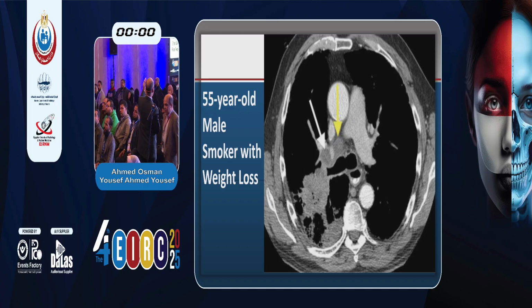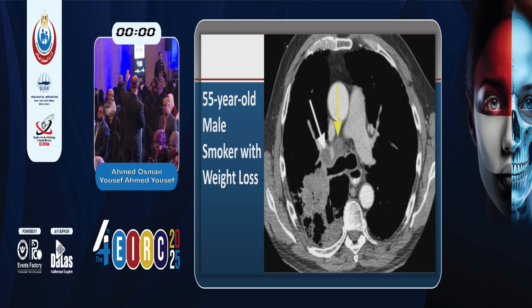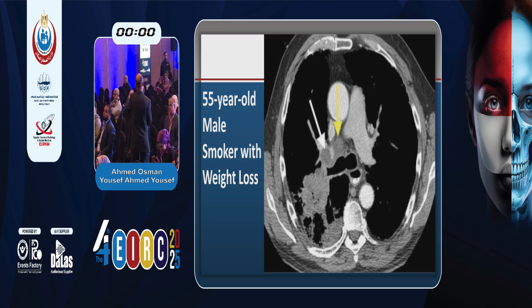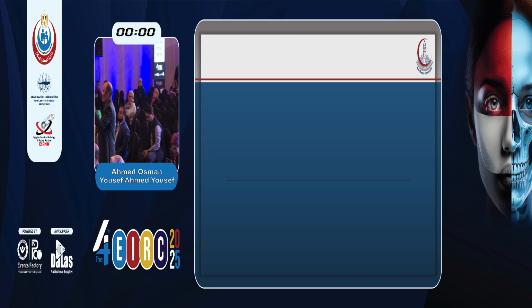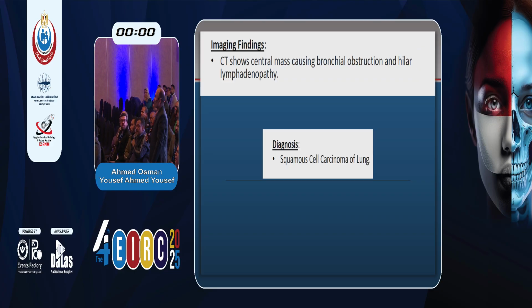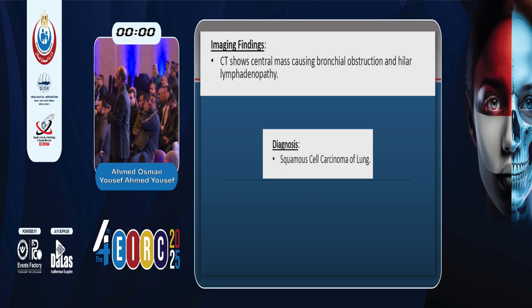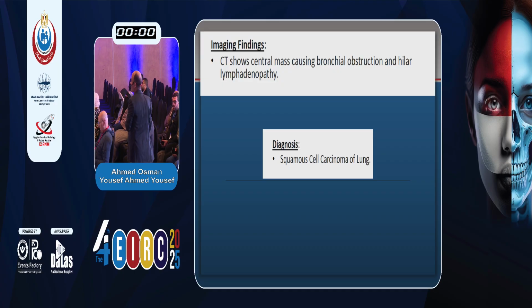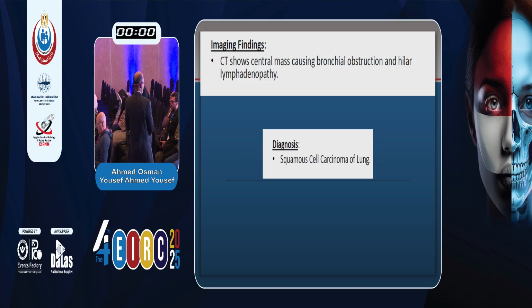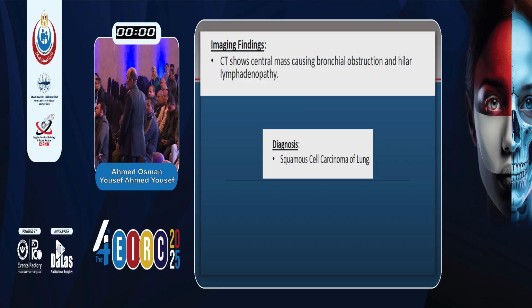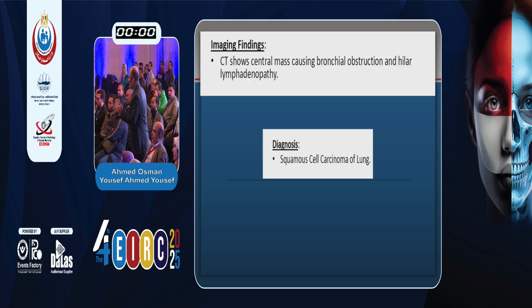For the time, we have a central hilar mass, spiculated as you said, associated with mediastinal lymph nodes. Yes, and CT shows central mass causing bronchial obstruction and hilar and mediastinal lymphadenopathy. The diagnosis is squamous cell carcinoma of the lung.